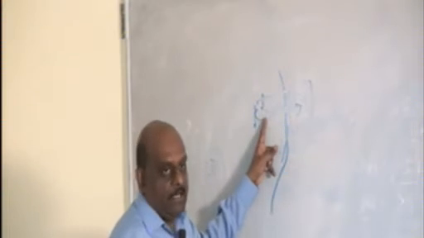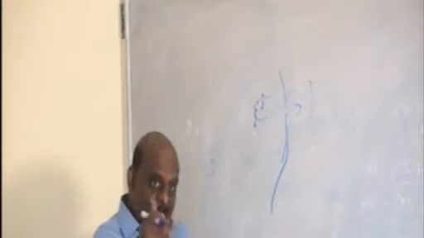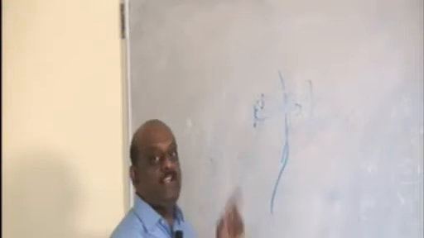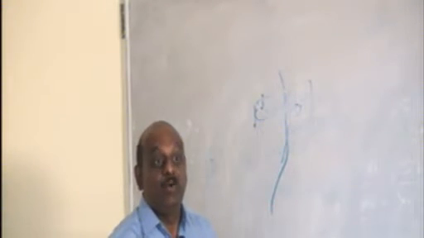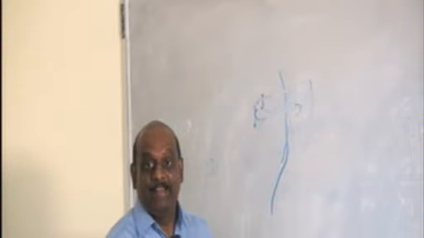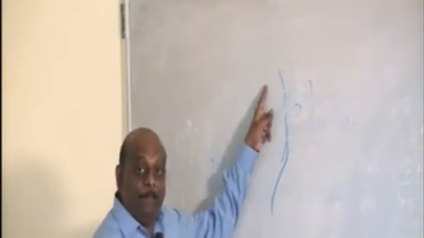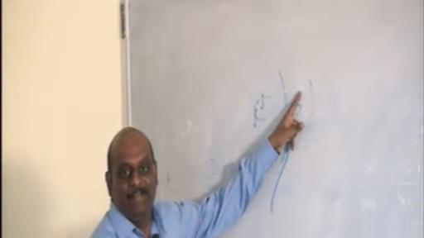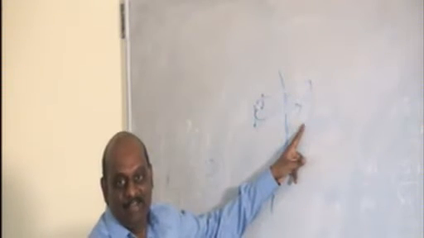So bicarbonate is given. Then what else will you give? You will bring a mother-in-law to make potassium go back into the kitchen. Who is the mother-in-law? Insulin. So you will give 5% dextrose plus insulin. Insulin will order potassium to go inside.